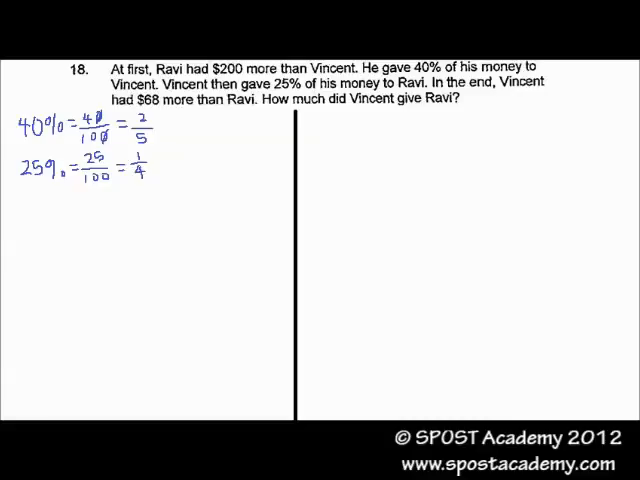So looking at the first sentence, it says that Ravi had $200 more than Vincent. So we will draw the model to show that Ravi had $200 more than Vincent. So Ravi will have $200 more than Vincent.